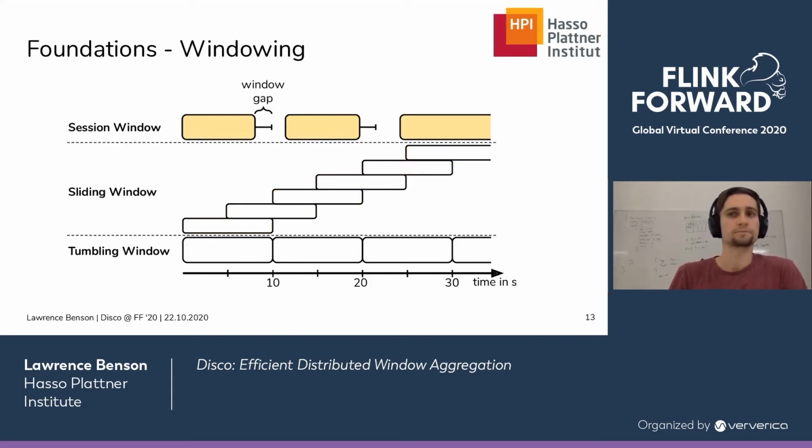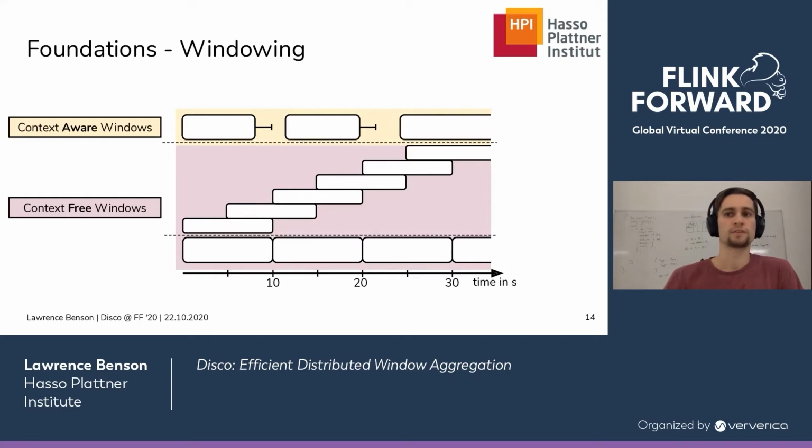And then we have session windows, where we only define a window gap, and that means we collect data until we haven't seen data for a certain period of time, and then the session window ends. So in general, we distinguish between context-aware windows and context-free windows. The session windows are context-aware because they need some kind of context to know when the window ends. Whereas with the context-free windows, I could basically, until infinity, compute all the window start and end times just by knowing the window slide is 10. I can just say start now, and then until infinity, every 10 seconds a new window starts.